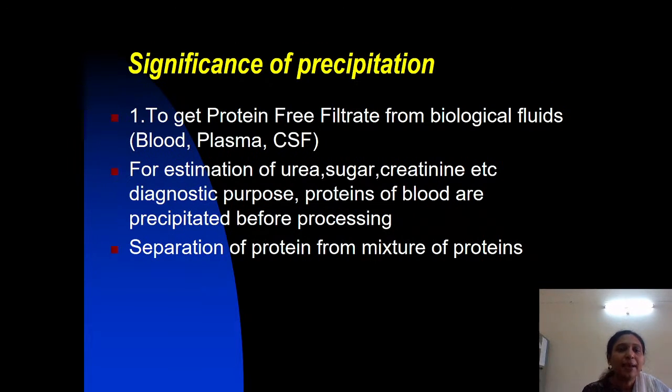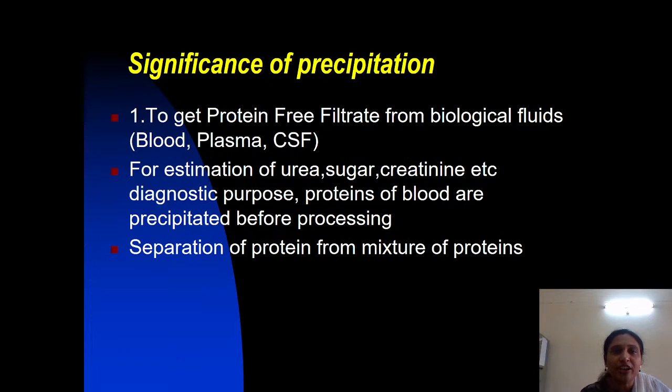Now here, in the biological estimation of a few parameters, urea estimation, sugar, creatinine, etc. For diagnostic purposes, we estimate these parameters, urea, sugar, creatinine in the blood. But before estimating these parameters in the blood, the proteins present in the blood have to be removed. Why? Because the proteins interfere with the estimation of these parameters.